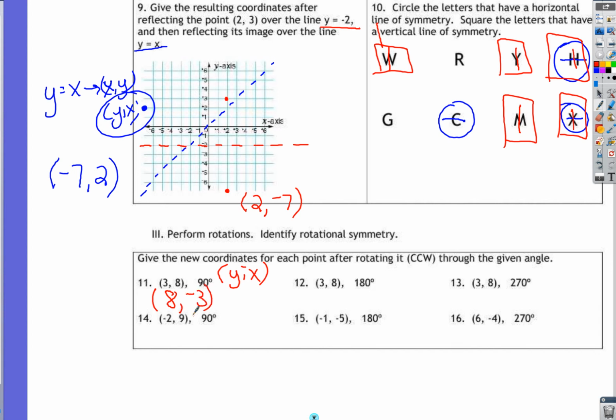So what if I were to do number 14? What would I get if I rotated 90 degrees for number 14? 9, 2. Perfect. Because my Y comes first, so my 9 just comes down, and then I put my X and I change the sign. So instead of negative 2, I get positive 2. Okay. Number 12, what is my rule for a 180 rotation?